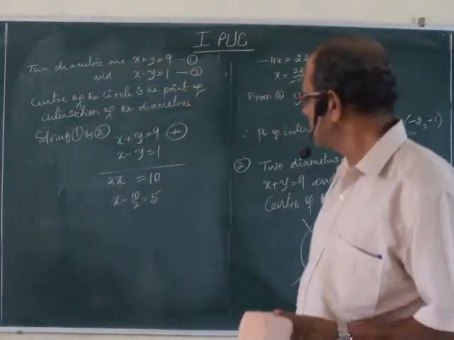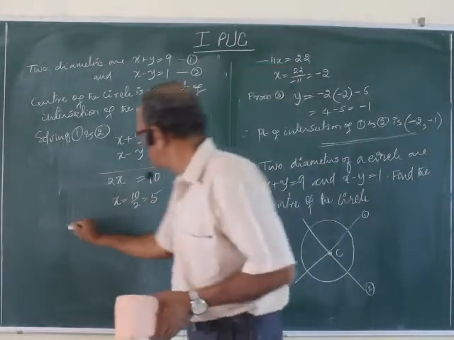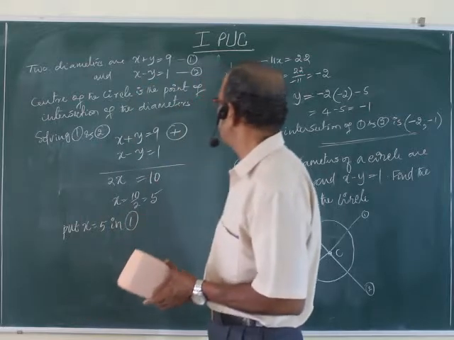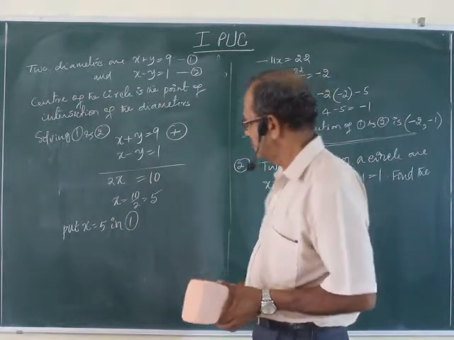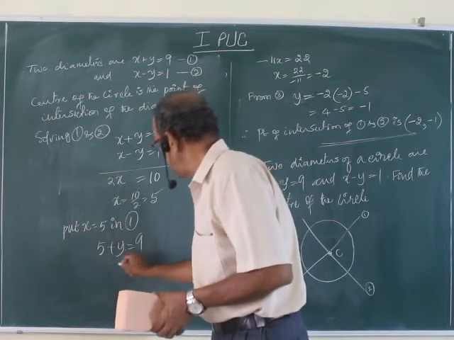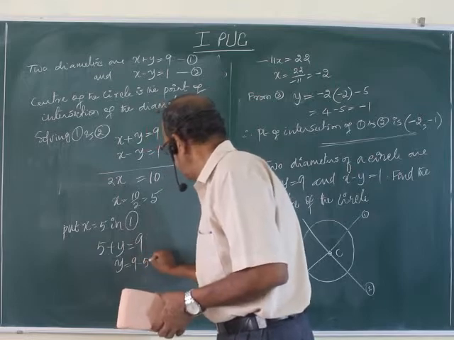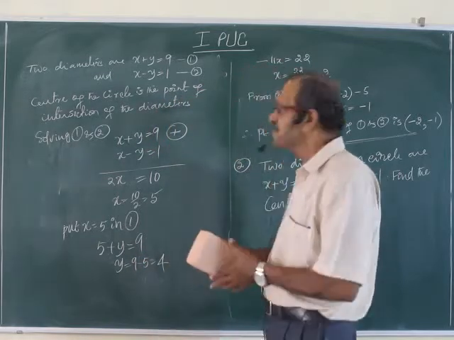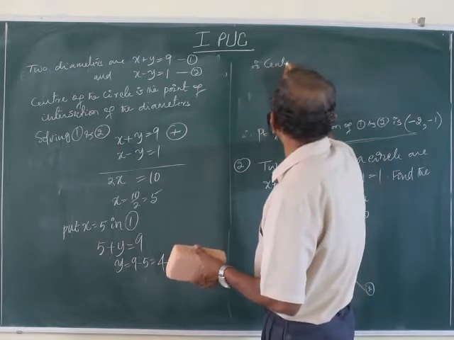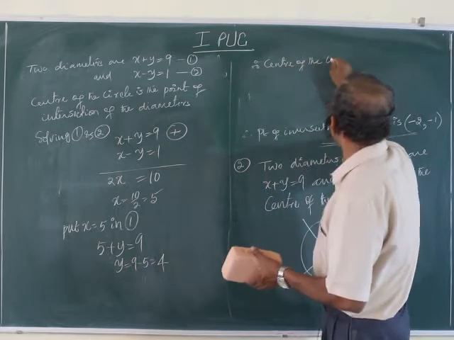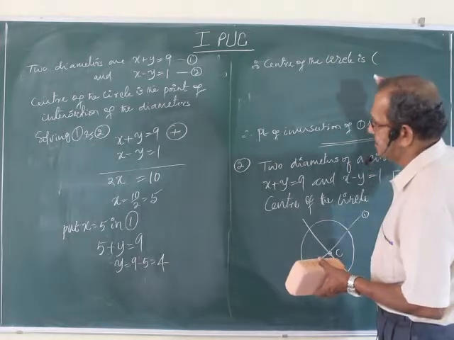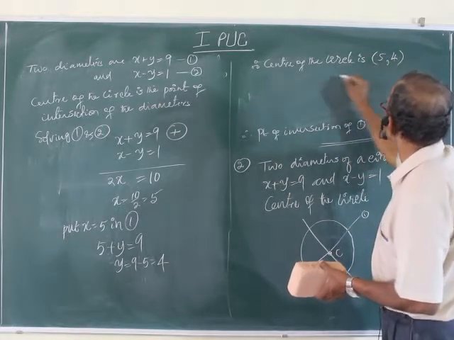Again y. Put the value of x in any one of the equations. Put x equal to 5 in equation 1. x plus y equal to 9, or y equal to 9 minus 5, which is 4. Write the answer. Therefore, center of the circle is x coordinate 5, y coordinate 4. Over.